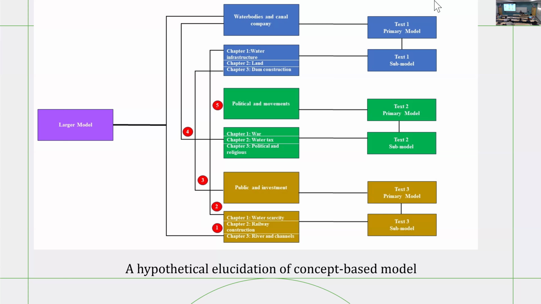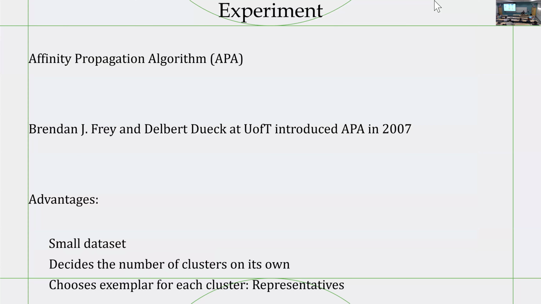So I theoretically understood the complexity inside the document, and then I tried some experiments using the affinity propagation algorithm. This algorithm was introduced by Brendan J. Frey and Delbert Dueck at the University of Toronto in 2007. The primary advantages of this algorithm are that it can be applied to a small dataset like mine, and it decides the number of clusters on its own. An additional advantage is that it provides a representative for each cluster.